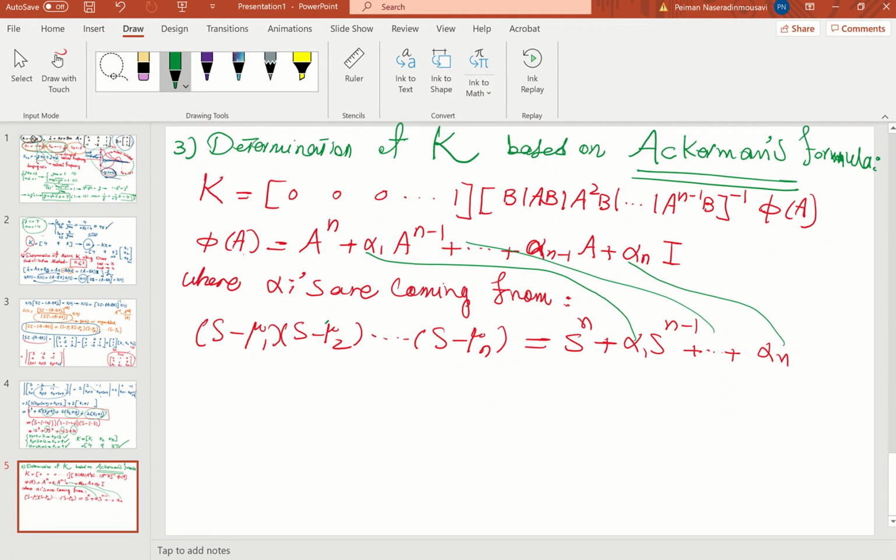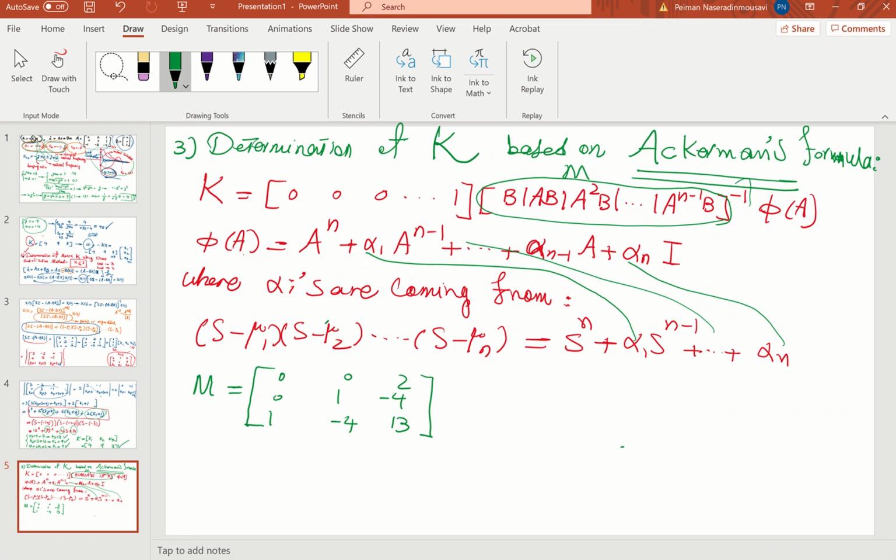Now what you're going to do is the same problem. So the controllability matrix that we derived in the previous class, go and look at it, for this problem is M equals 0, 0, 2, 0, 1, minus 4, 1, minus 4, 13. But Ackermann says you have to calculate its inverse.